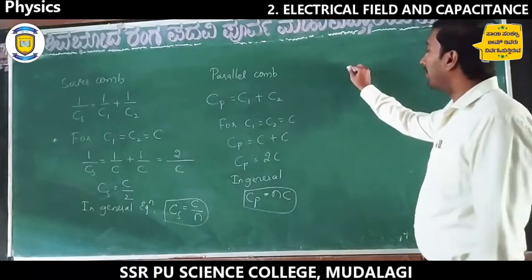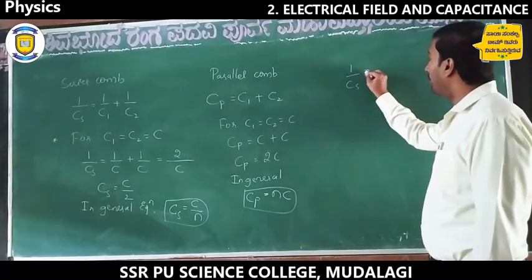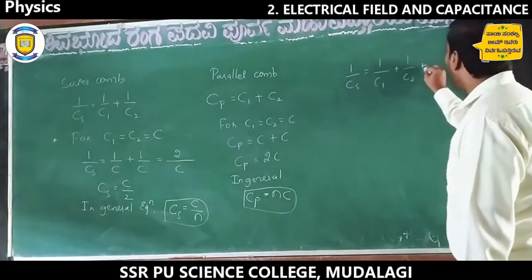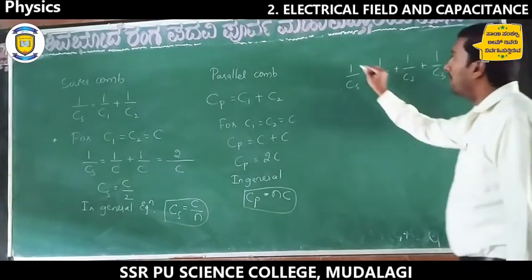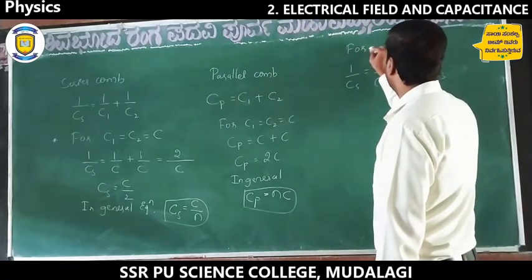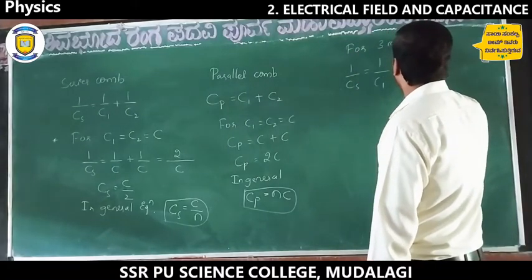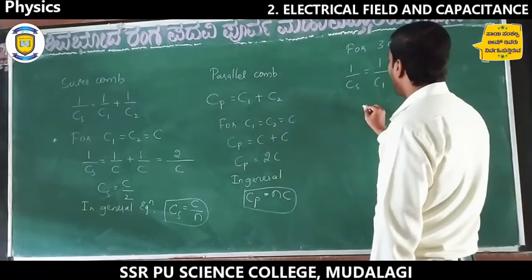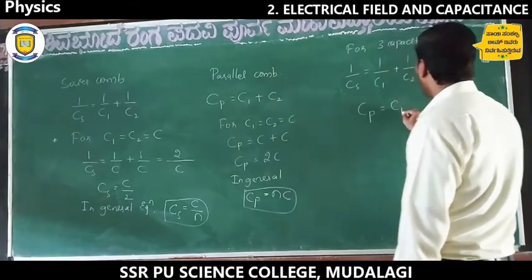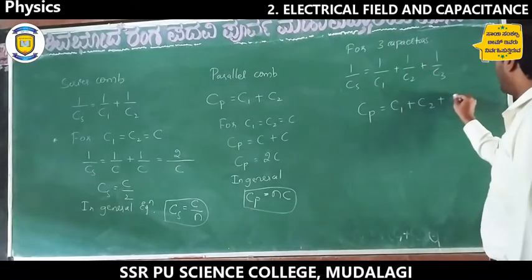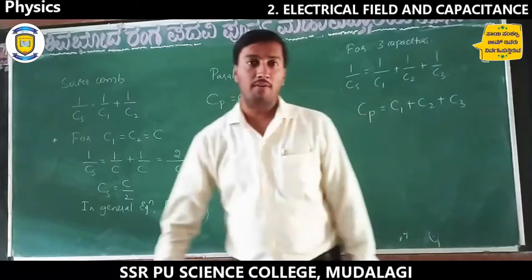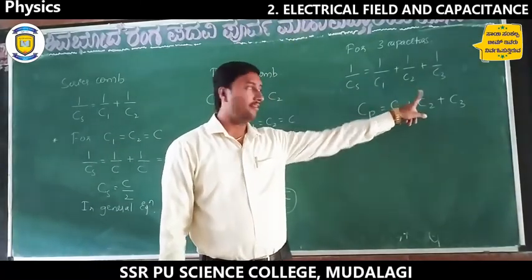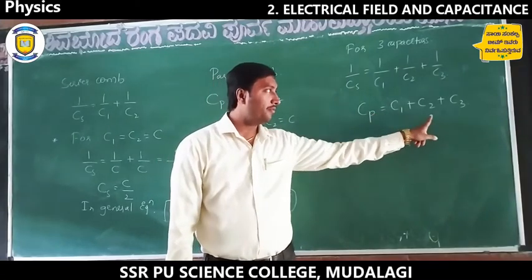For three capacitors, 1 by Cs equal to 1 by C1 plus 1 by C2 plus 1 by C3. For three capacitors, Cp is only C1 plus C2 plus C3. ಗೊತ್ತಾಯ್ತಾ ಎಲ್ಲರಿಗೂ? So 1 by Cs is equal to 1 by C1 plus 1 by C2 plus 1 by C3. ಅದೇ ರೀತಿಯಾಗಿ Cp equal to C1 plus C2 plus C3.